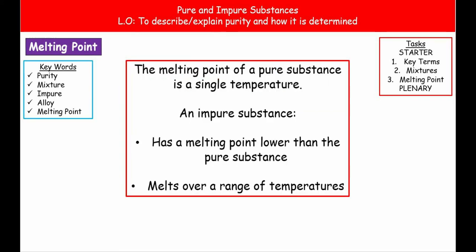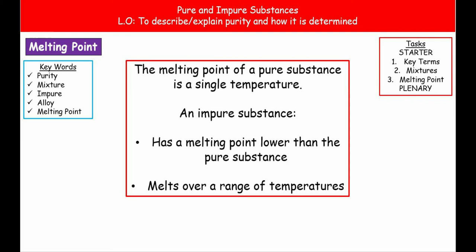Now, the reason that we're actually concerned with melting point then is because this is how we can determine if a substance is pure or not. So what we find is that a pure substance, so a substance made of only one element or compound, will melt at a single temperature. Whereas if we've got an impure substance, so one that's got more than one element or compound present, then what we're going to find is that melting point isn't going to be a single temperature. It's actually going to melt over a range of temperatures. And the points at which it's going to melt will actually be lower than that of the pure substance.